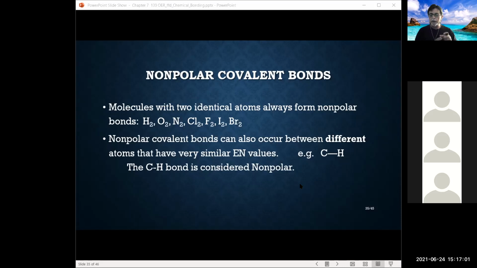All diatomic molecules are nonpolar bonds, and therefore any molecules that contain nothing but carbon and hydrogen are nonpolar. Okay, and they will dissolve more in an oil solvent than they would in a water solvent, an aqueous system, a polar solvent.